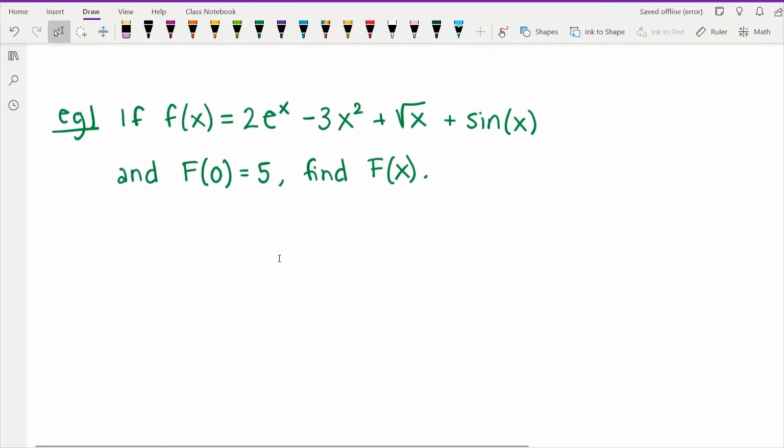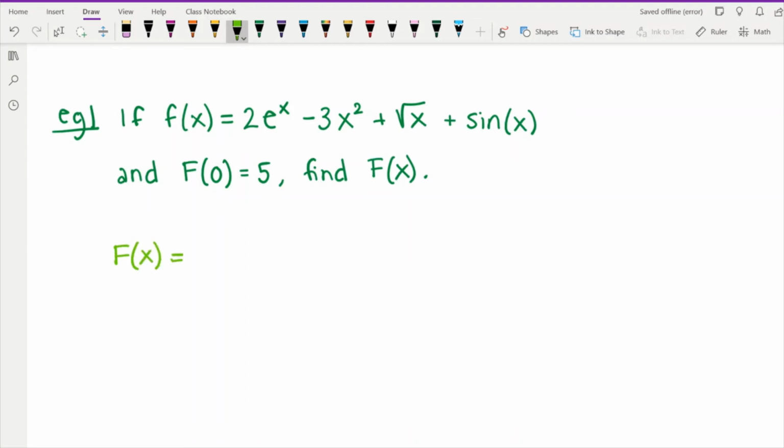So in this example, we're given a function, f of x is equal to 2 times e to the x minus 3x squared plus square root of x plus sine of x. And then we're also given the information that f of 0 is equal to 5. And so we're supposed to find a specific antiderivative. So first thing we want to do is find the general antiderivative. So we always start by doing that first.